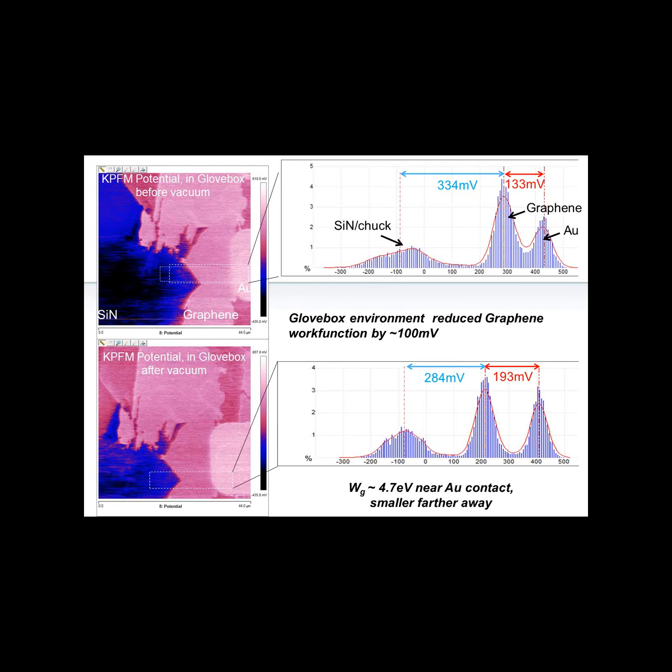And we know gold is around 4.9 in this situation. So graphene must be around 4.7 or so near this gold contact, and may even be lower in these regions over here. And at the very least, this proves that the glove box environment reduced the graphene work function by at least 100 millivolts.